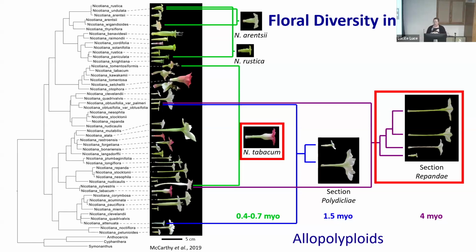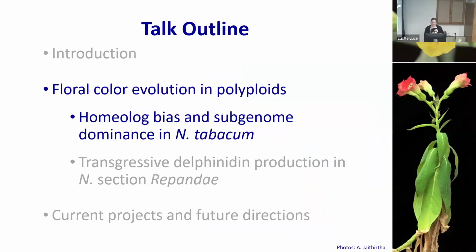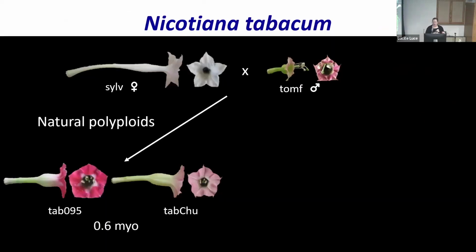So we're going to get a flavor of a couple of these things. All right, so that first story I'm going to tell you about is about Nicotiana tabacum and homeolog bias and subgenome dominance and how it affects flower color. So Nicotiana tabacum is the product of Nicotiana sylvestris, maternal progenitor, and Nicotiana tomentosiformis, paternal progenitor.